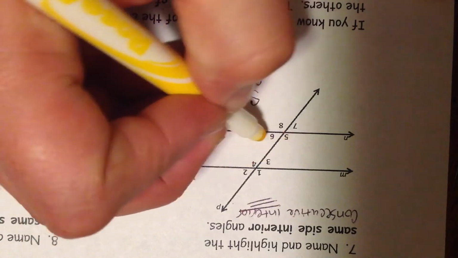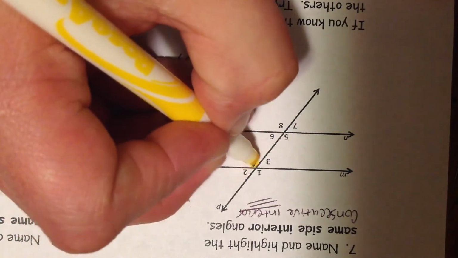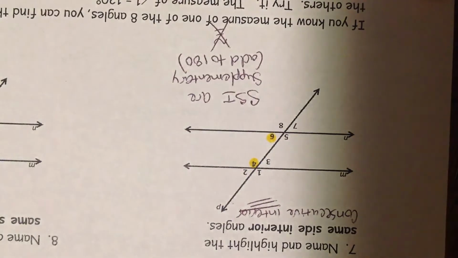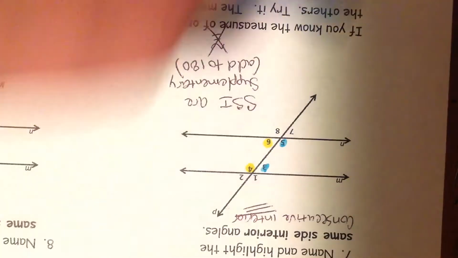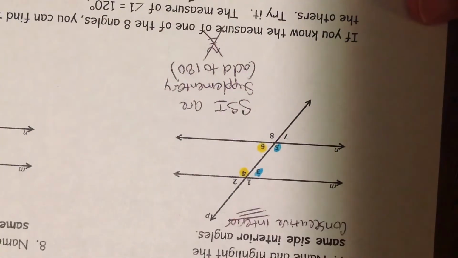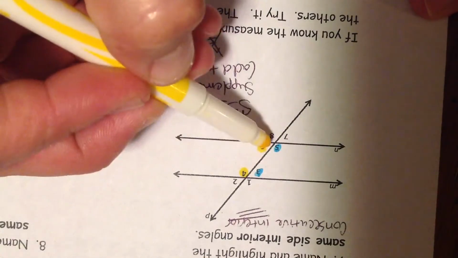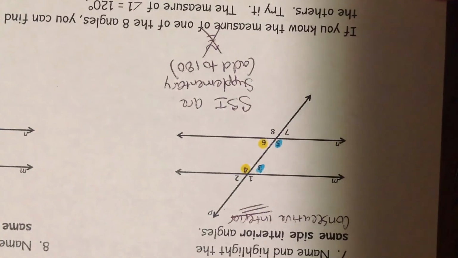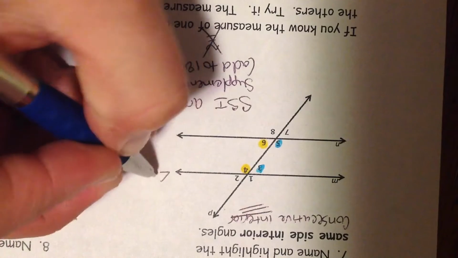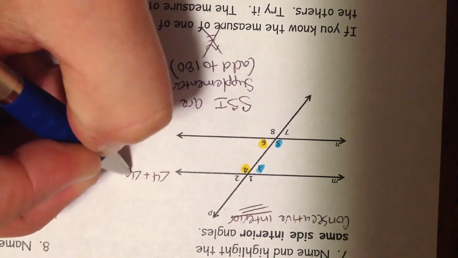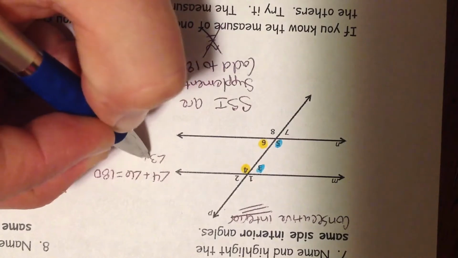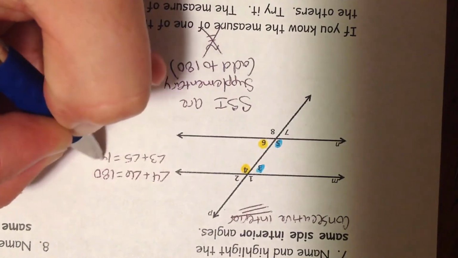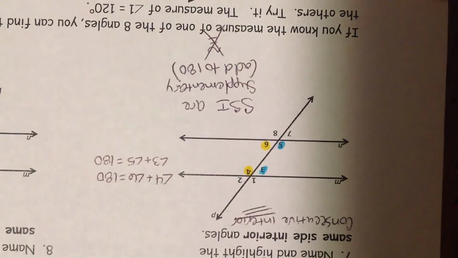So again, we have 3, 4, 5, and 6 to count, and 4 and 6 are on the same side of the transversal, and 3 and 5 are on the same side of the transversal. And if you look, 5 and 3 are not the same size angle, and neither are 6 and 4. So we can say angle 4 plus angle 6 equals 180. And then we could say angle 3 plus angle 5 equals 180.